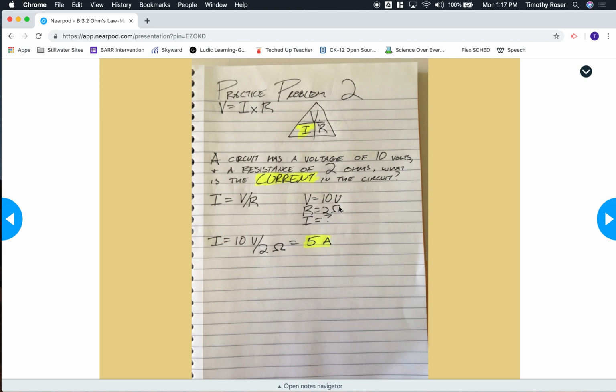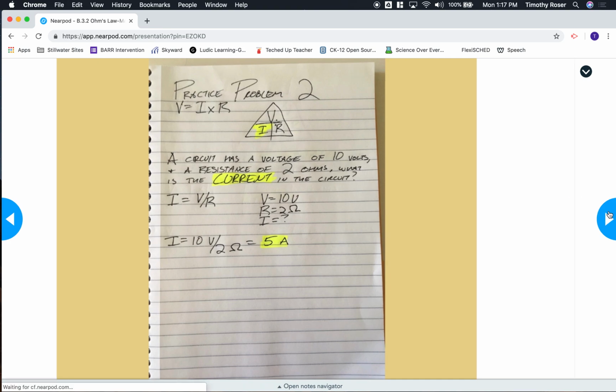Remember, use omega for ohms. What is the current in this circuit? I equals 10 V divided by 2 ohms, and that equals 5 amps. And that is our practice problem 2.